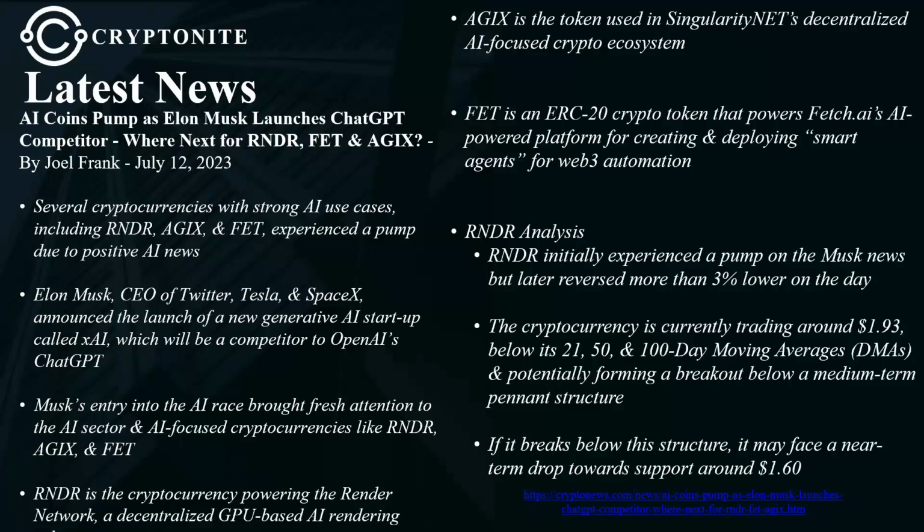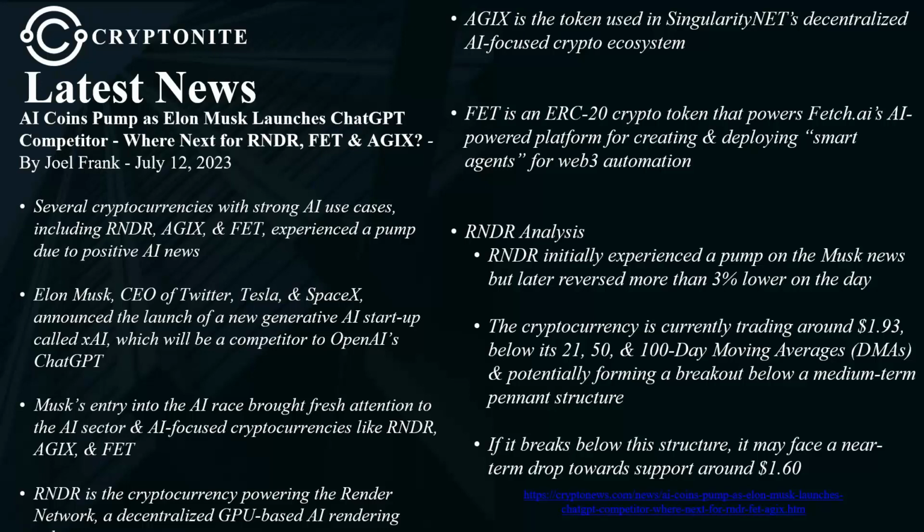Yeah, so AI coins pump as Elon Musk launches ChatGPT competitor. What's next for RNDR, FET, and AGIX? Several cryptocurrencies with strong AI use cases, including RNDR, AGIX, and FET, experienced a pump due to positive AI news. Elon Musk, the CEO of Twitter, Tesla, and SpaceX, announced the launch of a new generative AI startup called xAI, which will be a competitor to OpenAI's ChatGPT. Musk's entry into the AI race brought fresh attention to the AI sector and AI-focused cryptocurrencies like Render, AGIX, and FET.